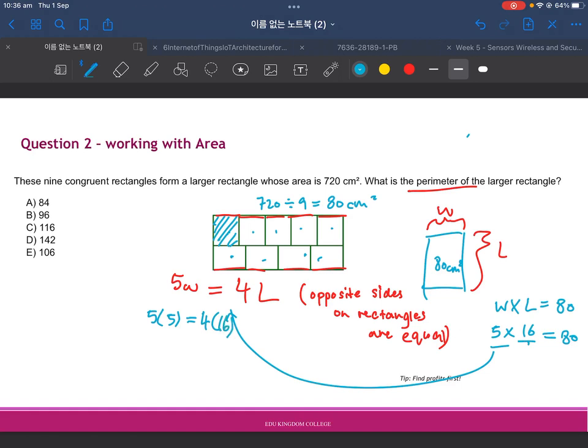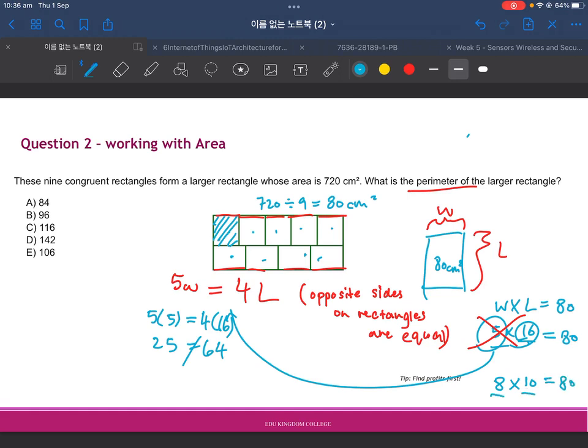This must comply with this rule, right? So 5 times 5 is 25. Is that equal to 64? No. So we know that 5 and 16 are not the pair. Let's go into another pair. What do we have? If you guessed 8 and 10, well done to you, because indeed this is the answer.